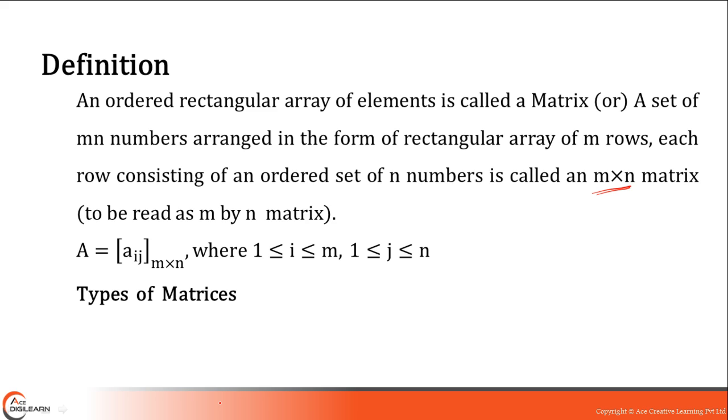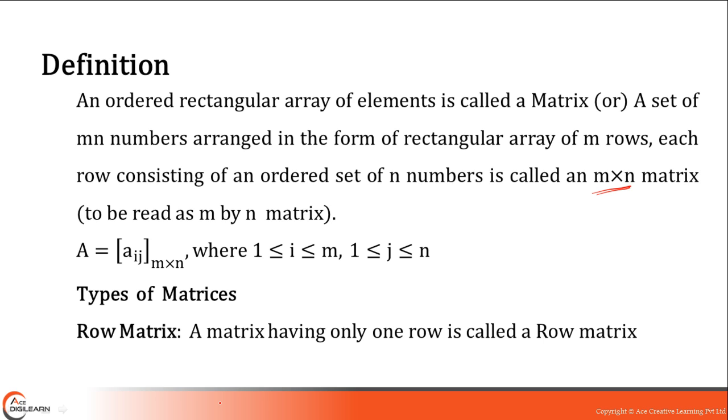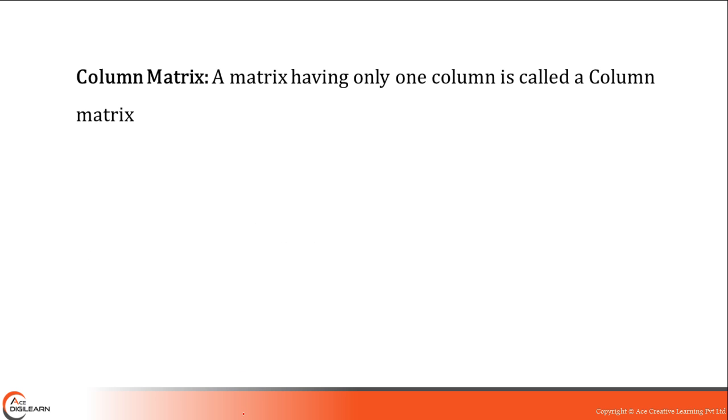Next, types of matrices. First, a row matrix. A matrix having only one row is called a row matrix. Look at an example: a matrix of order 1 by 4, which contains only one row. Next, column matrix. A matrix having only one column is called a column matrix. See an example: a matrix of order 4 by 1, which contains only one column.